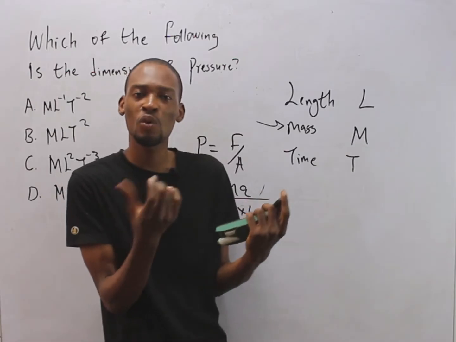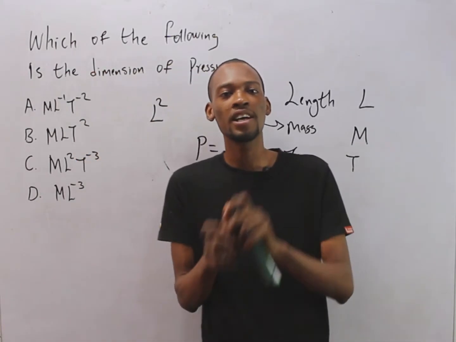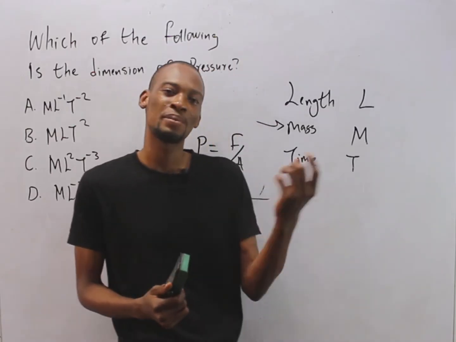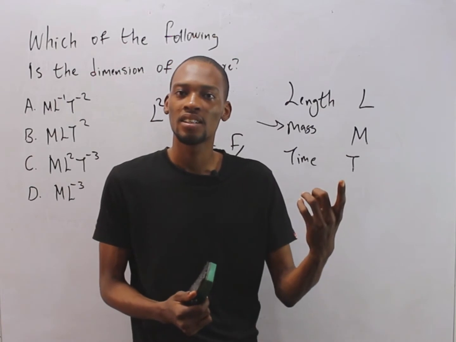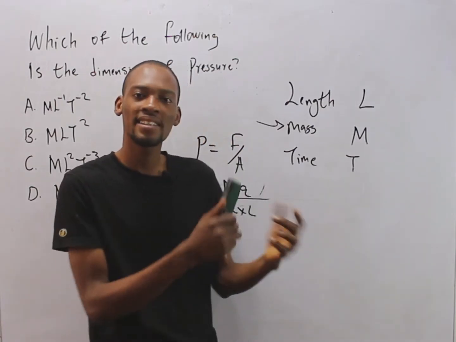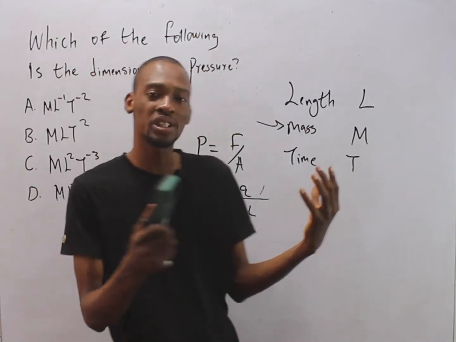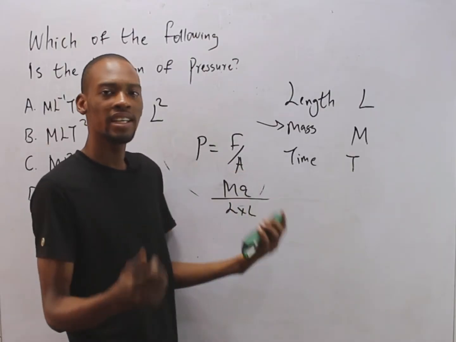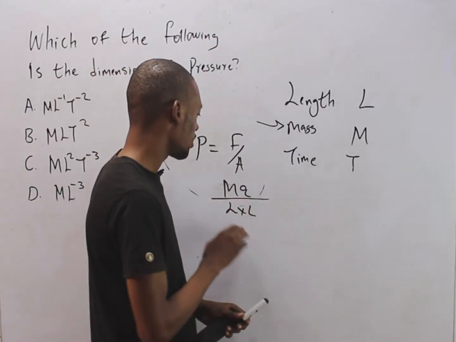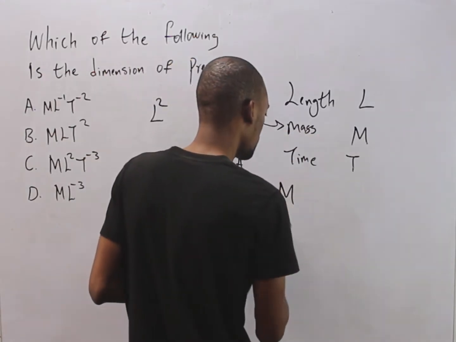For other shapes, we have formulas for their areas. For example, in a triangle, the area is half base times height. In a square, it is length squared. In a rectangle, it is length times breadth, depending on the shape. But in any of the shapes you use, area is simply the product of two lengths. That is it. And what is mass? Mass is M. This is the dimension M.